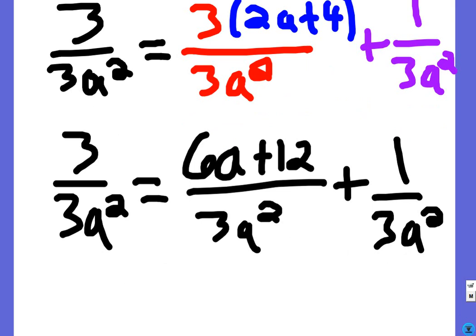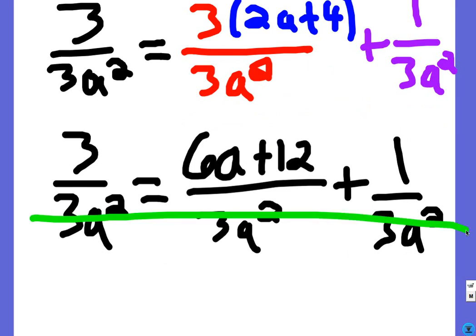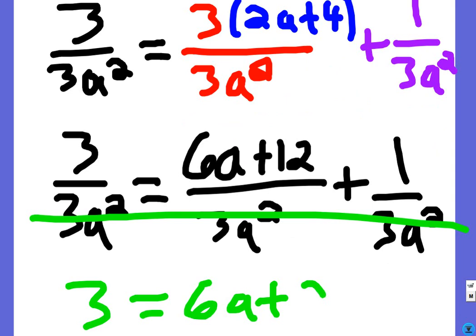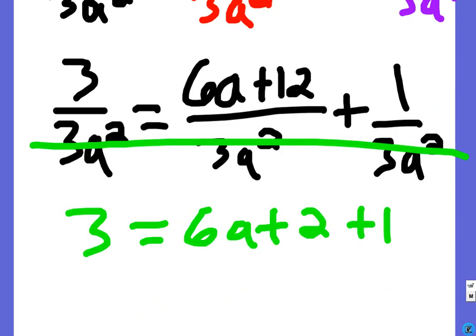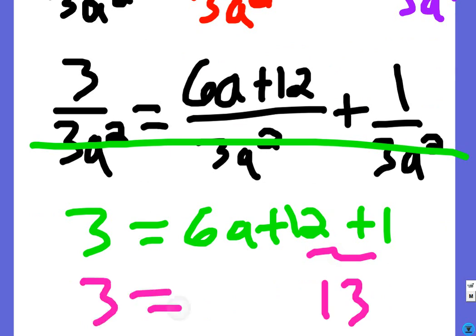Everybody see the bottoms are the same? I can pretty much just do that. Okay? And then just worry about the top. So I have 3 equals 6a plus 2 plus 1. 6a plus 12, thank you. Now, right off the bat, I've got a 12 plus 1 over here, which is what? 13. So I have 3 equals 6a plus 13.